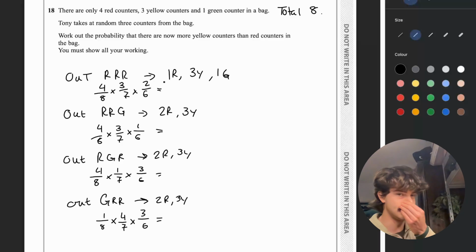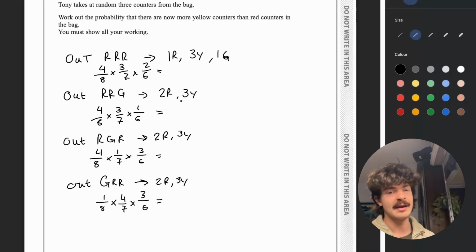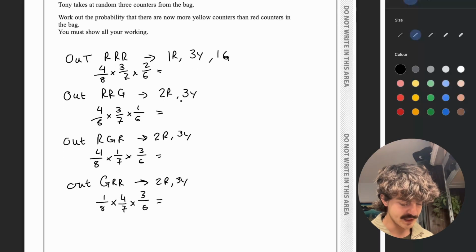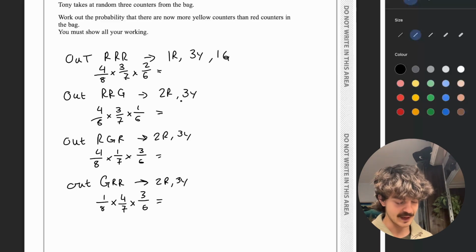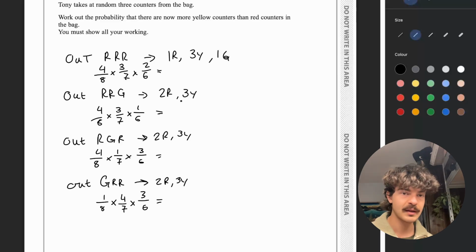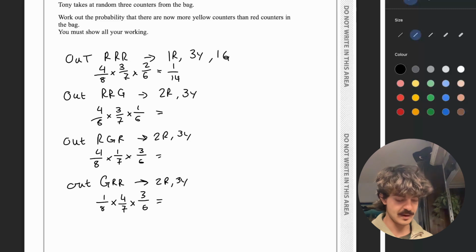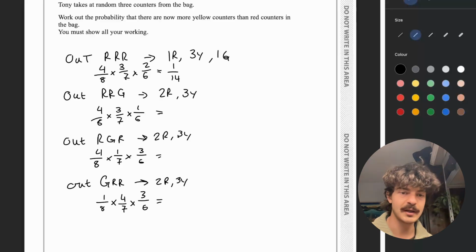And now, to get our answers, we're just going to multiply each of these together. Notice all of the denominators are going to be 8 times 7 times 6. Maybe it's better just to power through doing each of these in your calculator, and we'll see what we get. So we've got 4 over 8 times 3 over 7 times 2 over 6, and that gives us a 14th. Next up, we've got 4 over 8 times 3 over 7 times 1 over 6, giving us 1/28.